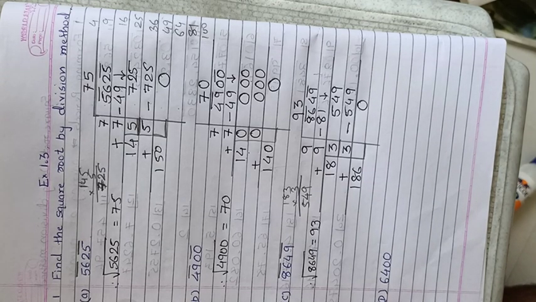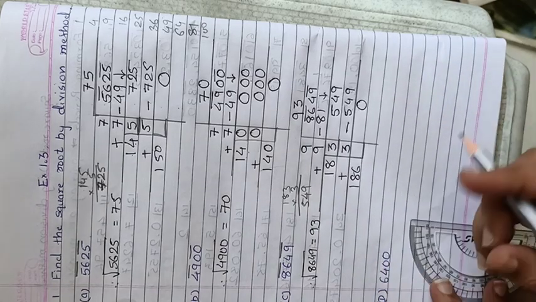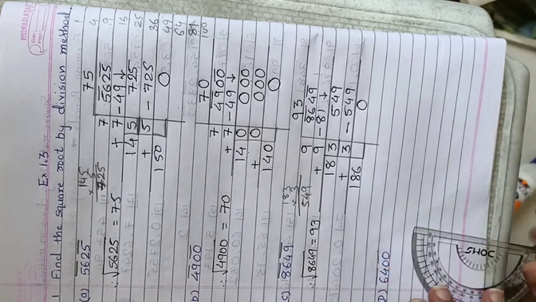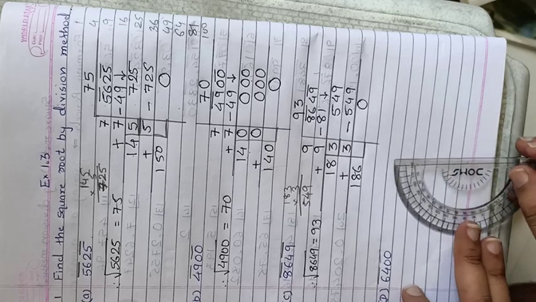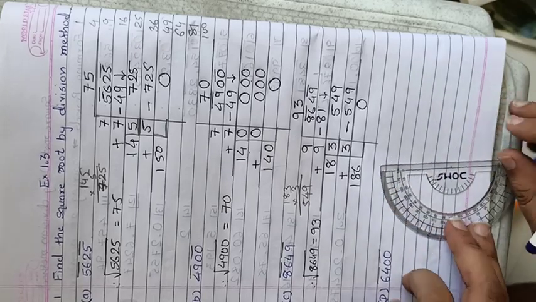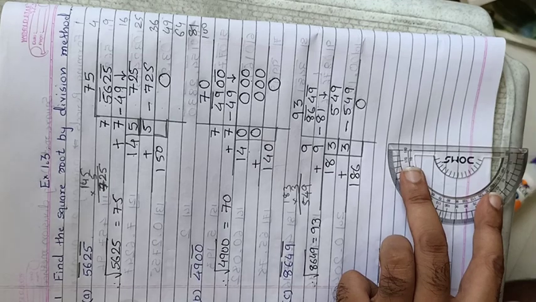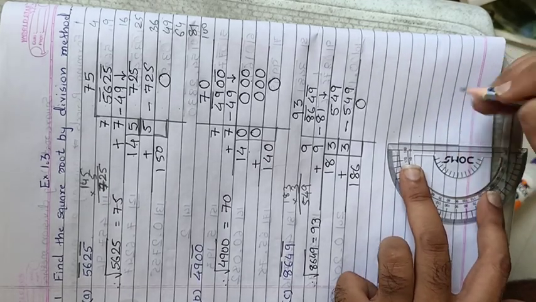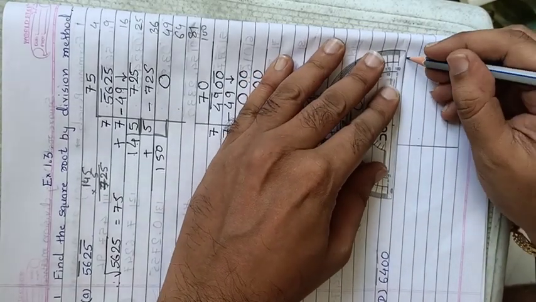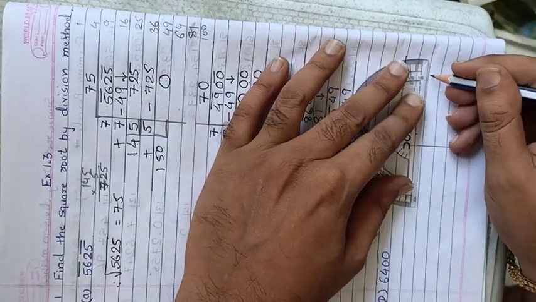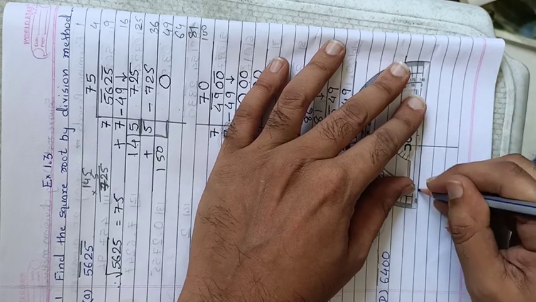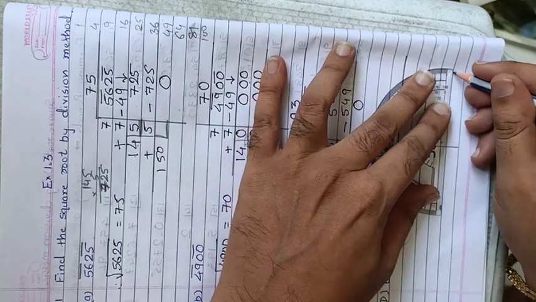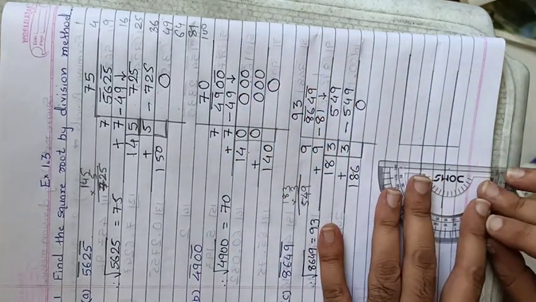Sum number 4, without wasting time. Let's start. How many pairs are there? 2 pairs. 2 periods are there. 2 periods means 1, 2, 3, 4 digits. 4 digits plus 1. So 5 lines we have to draw. Number of digits plus 1. 1, 2, 3, 4, 5. And here as well. And then the box.